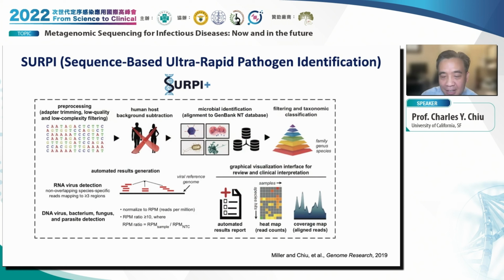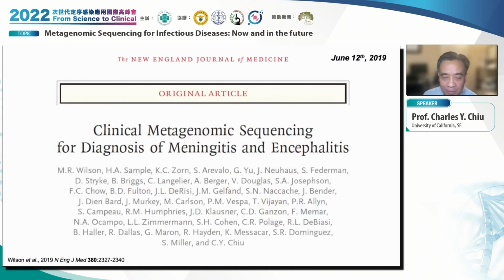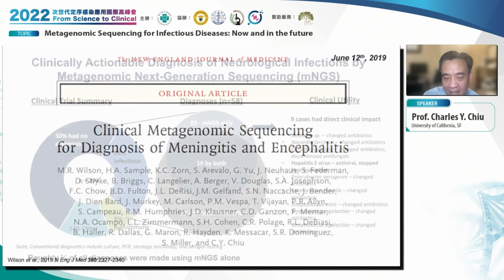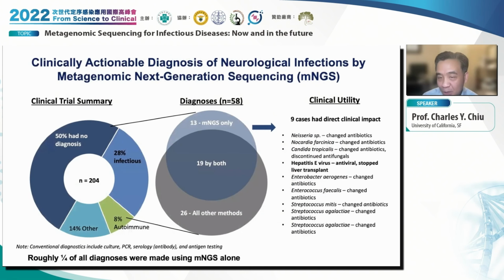So the idea behind this is that this is an entirely automated process, and in that way we can analyze more samples in a timely fashion. The clinical utility of this was demonstrated in an article published by Dr. Wilson and myself and others at UCSF, titled "Clinical Metagenomic Sequencing for Diagnosis of Meningitis and Encephalitis." And many of you may already be familiar with this study.